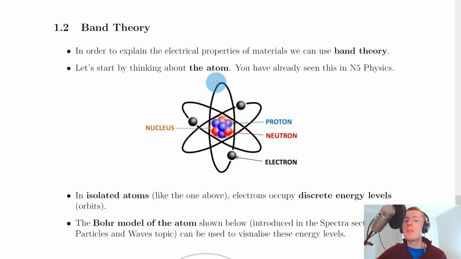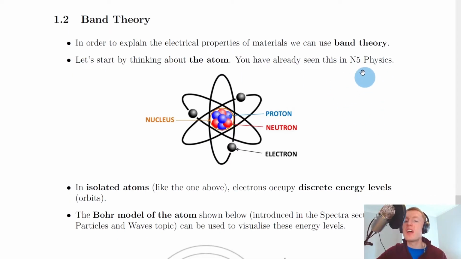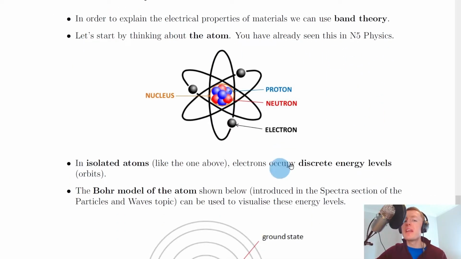Let's start by thinking about the atom. You've already seen this in National 5 Physics. So remember the basic structure of an atom, where you've got the nucleus in the centre containing protons and neutrons that are bound together, and you've also got electrons whizzing around the outside of the nucleus in well-defined energy levels.